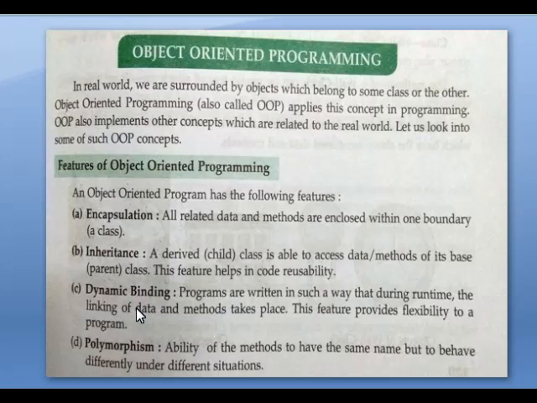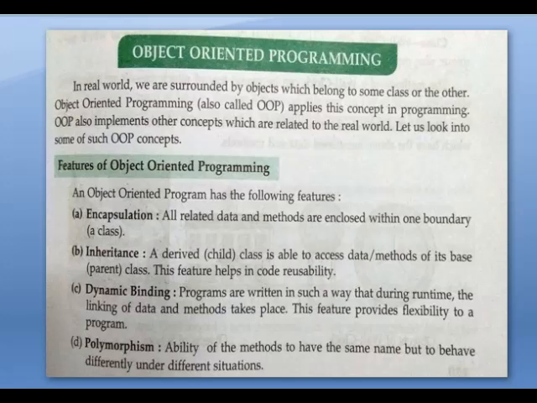Then next one is dynamic binding. Dynamic binding means the programs are written in such a way that during runtime the linking of data and methods takes place. The feature provides flexibility to the program. So this dynamic binding is giving flexibility to the program. Then next one is polymorphism. Polymorphism means many forms, that is the ability of the methods to have the same name but to behave differently under different situations.